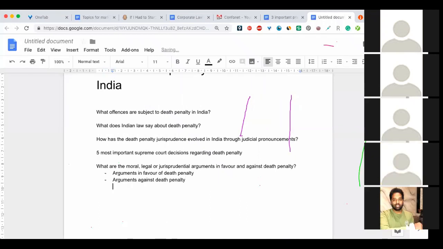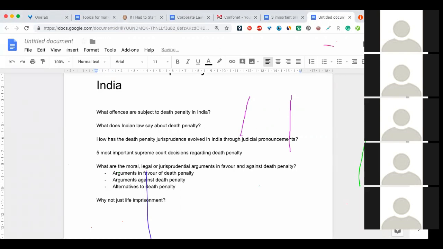And somebody has pointed out, right, that what are the alternatives to death penalty? So there are many alternatives. So you can add them, alternatives to death penalty. This is also something which is very useful. So let's see what are the other questions that people have suggested. Somebody has suggested, is life imprisonment sufficient? Why do we have to have death penalty, right? Why not just life imprisonment?